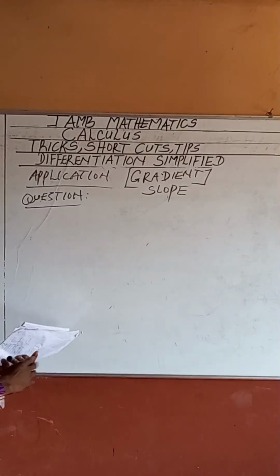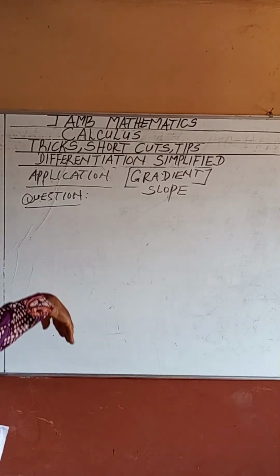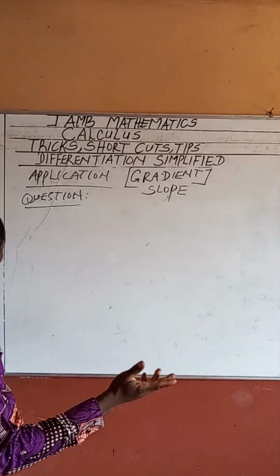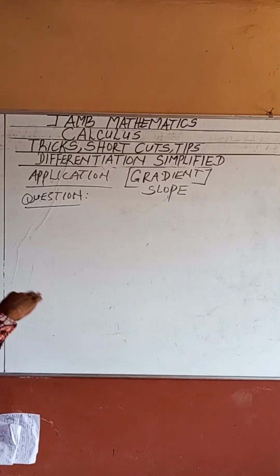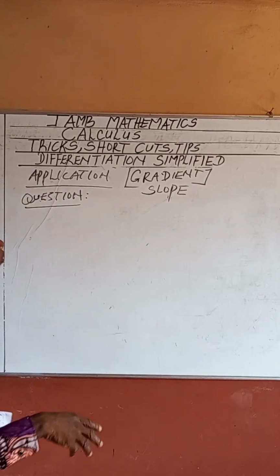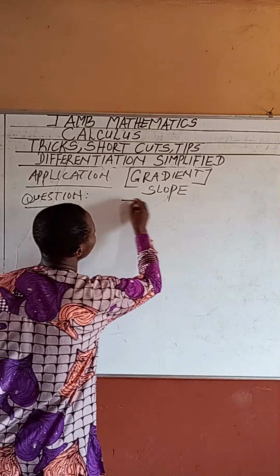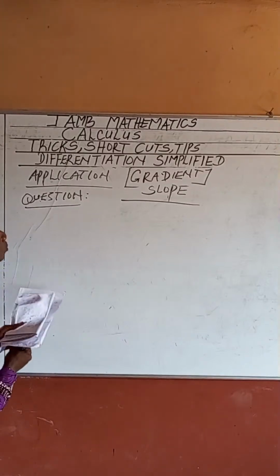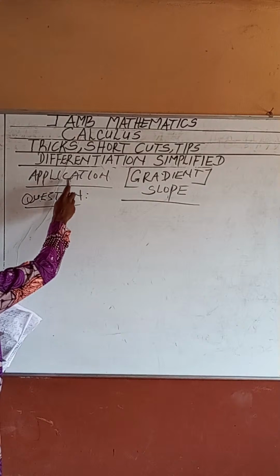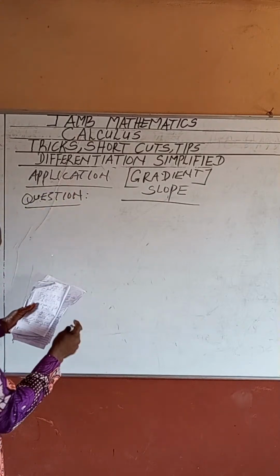So whatever you are doing, note the dy dx, or change in y divided by change in x, which is the slope of any land, any plane shape, or any plane surface, or any line. Don't forget this, very, very important. So this is the first part we are going to deal with under the application of differentiation.